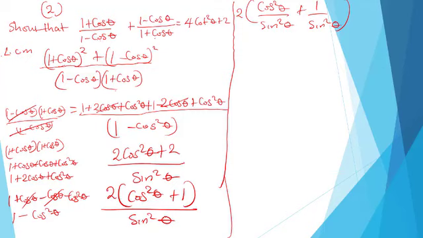So we continue by writing 2 in bracket cos square theta divided by sine square theta is cot square theta. That's the inverse of tan. You know, sine square theta divided by cos square theta is tan square theta, and the inverse of tan theta is cot theta. So this is what we have here. And on this other side we have plus 1 over sine square theta is cosec square theta.